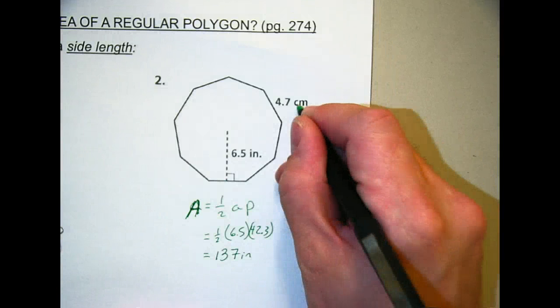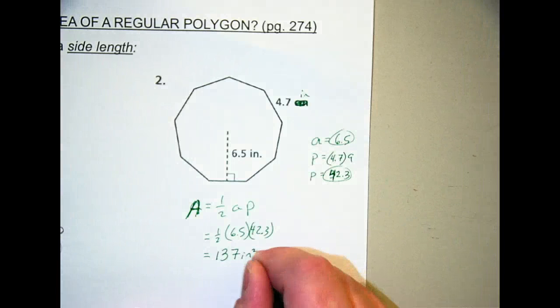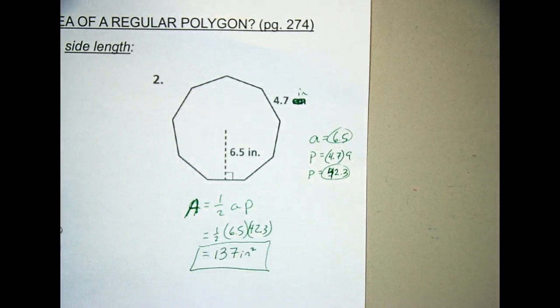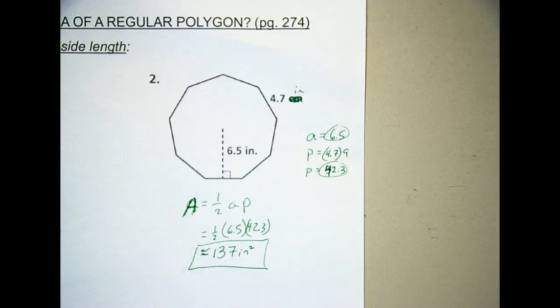Yeah, here's the problem. They actually misprinted. That should be inches. Sorry, I should have said that. Okay. Good. And that's rounded because they tell you to round on your worksheet.